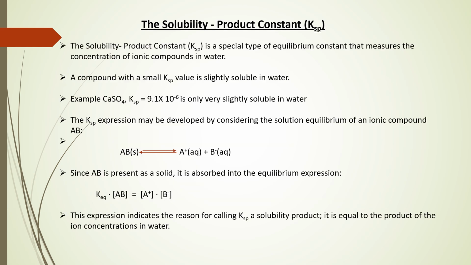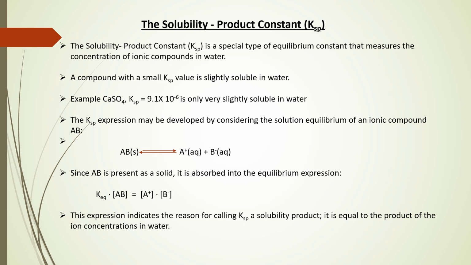The solubility product constant, represented by Ksp, is a special type of equilibrium constant that measures the concentration of ionic compounds in water. A compound with a small Ksp value is slightly soluble in water. For example, calcium sulfate, whose Ksp value is 9.1 times 10 to the power of minus 6, is only very slightly soluble in water. The Ksp expression may be developed by considering the solution equilibrium of an ionic compound AB, where AB is the reactant and A plus ion and B minus ion are the products.